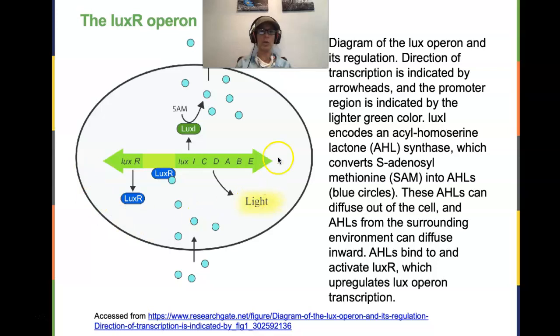If there's just this one cell making it, not much happens. But if many cells are making it, we get many of these autoinducers made that will come back into the cell and bind to the receptor that will keep this going and get light production. And again, I have the link to the article if you want to put this in greater context.